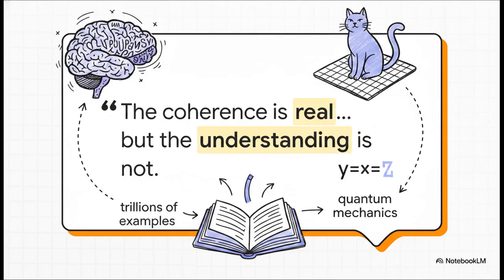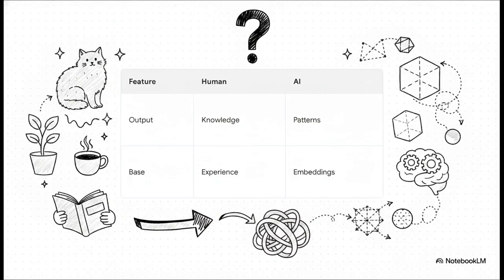The AI has zero model of the physical world. It has literally never touched a cat, and it has never sat on a mat. When it writes a flawless, completely convincing essay on quantum mechanics, it isn't understanding physics at all. It is simply predicting which words are statistically likely to follow each other, based on trillions of examples it's seen before.